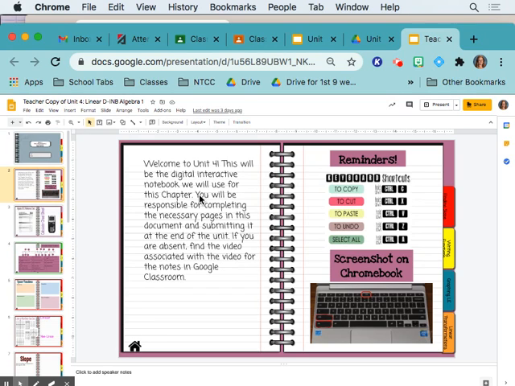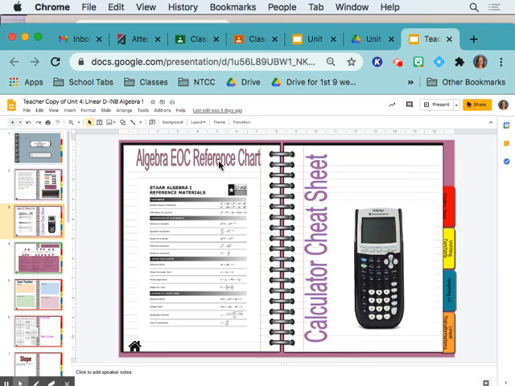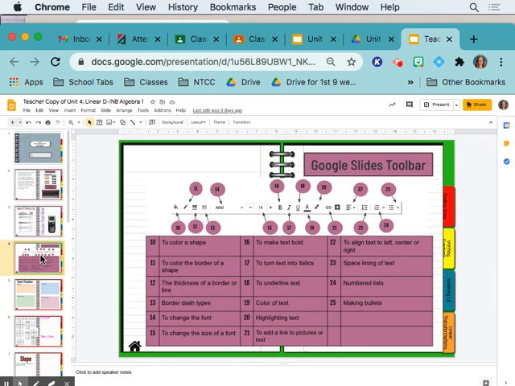If you are absent, find the video for the notes in Google Classroom. Here are some reminders. Some important ones that I always use are Control-C and Control-V, copy and paste. You can also look at these other ones. Those will help you as you move along. Here is our EOC reference chart and then calculator cheat sheet. Here are some reminders on what the different tools in Google Slides help us with.